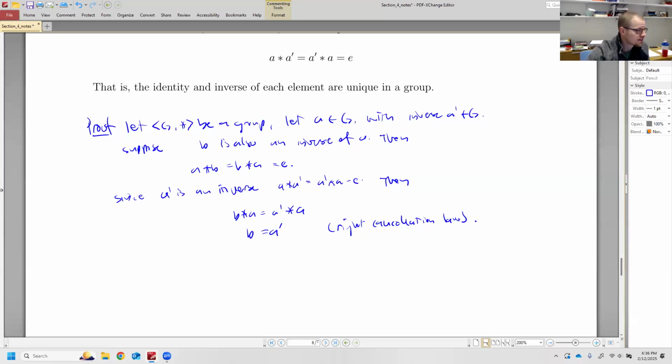Fantastic. Thus, the inverse is unique. And that's all that I wanted to show. I already know that the identity is unique. We could also give a proof of that if we wanted to. All right, that's it for that theorem.